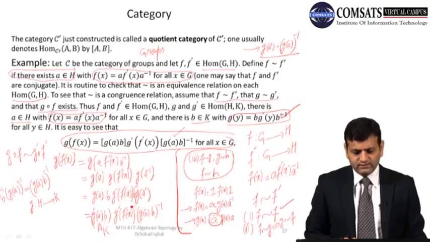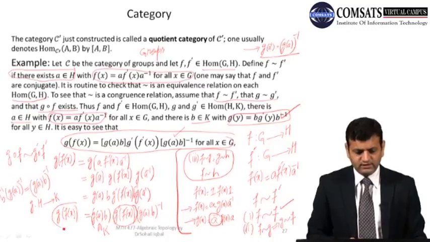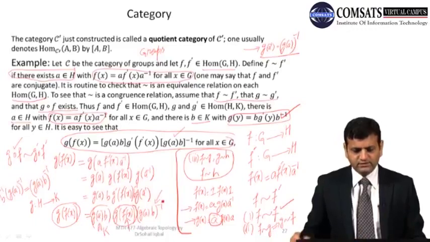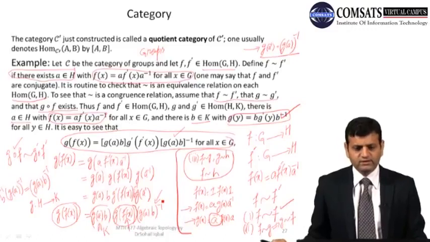So basically we can say from here that G of F of X is equal to this element. In other words, this function is G circle F, and this function in the middle is G prime circle F prime. So we can say that these are equivalent functions, because this function is equal to some element of K, times G prime composition F prime, times the inverse of the same element. So we can say that this defines a congruence on the category C.